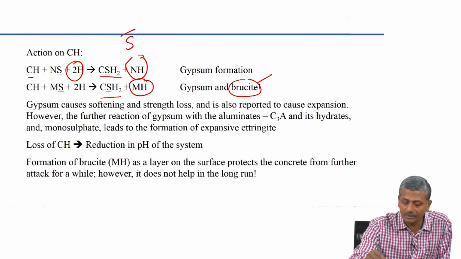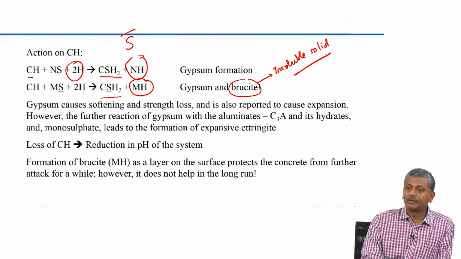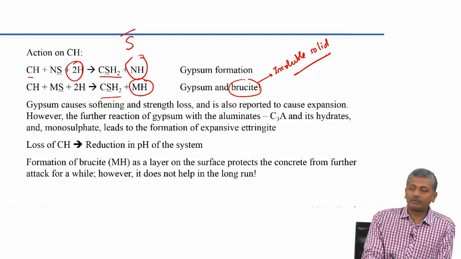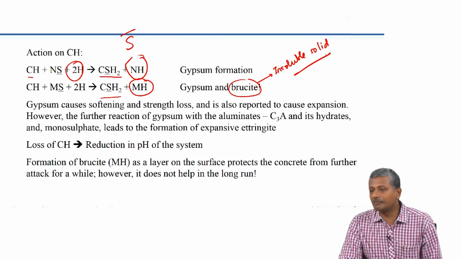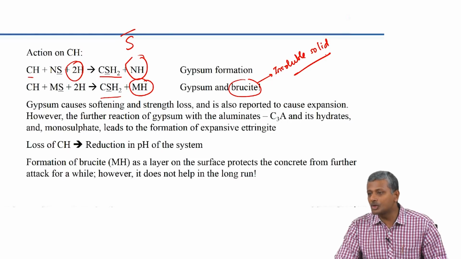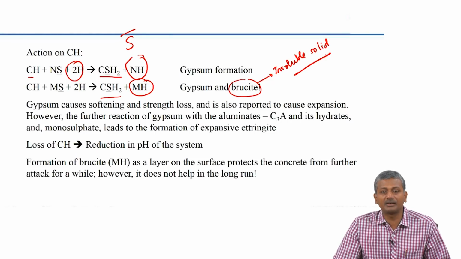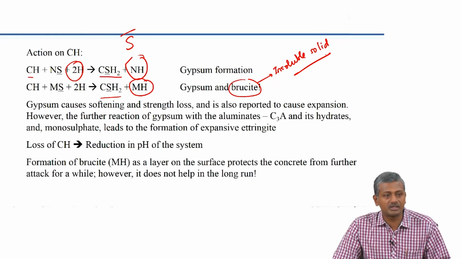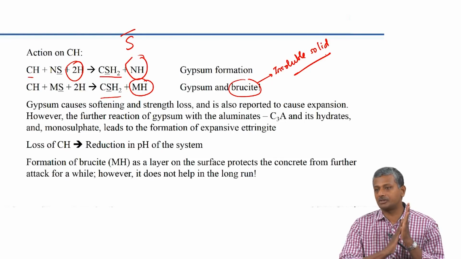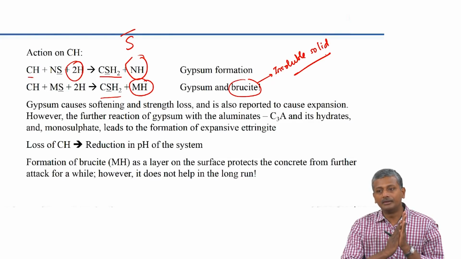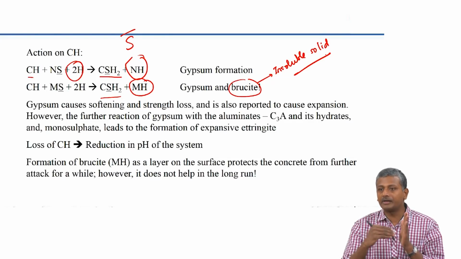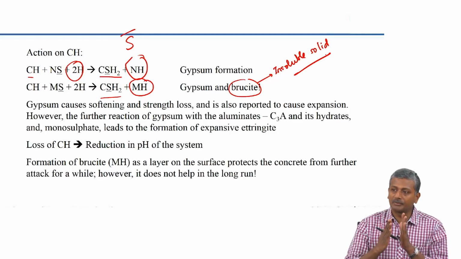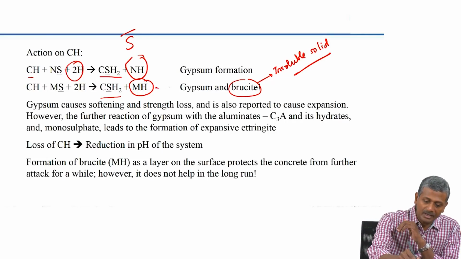Now, this brucite is the insoluble solid that actually forms a layer on the surface of the concrete. You may wonder that if you are forming an insoluble layer on the surface, it must be protecting your concrete from further damage. Indeed, that is what happens in the early stages of magnesium sulfate attack, and after this layer forms on the surface, you get some respite from the further penetration of the sulfate solution. But please remember, when you form this layer, you are causing this reaction to keep on happening.